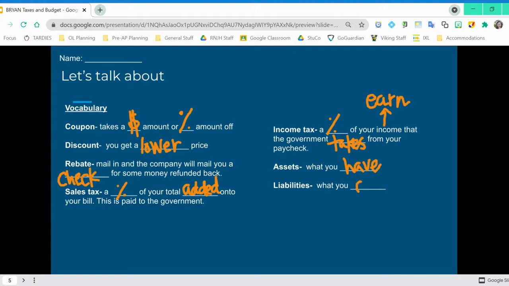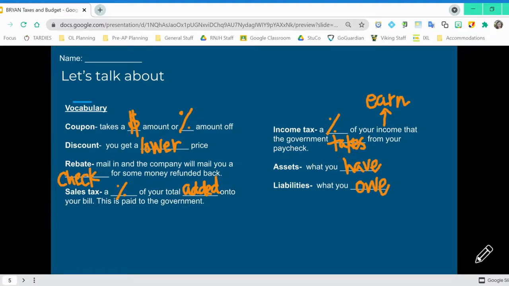Liabilities is what you owe. So your liabilities is what you owe. So if I borrow money from a friend, then my liabilities are what I owe to that friend. Or if I borrow money from the bank to buy a car, that would be my liabilities. It's what I still owe to the bank before paying off my car.